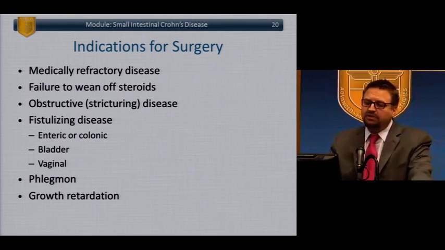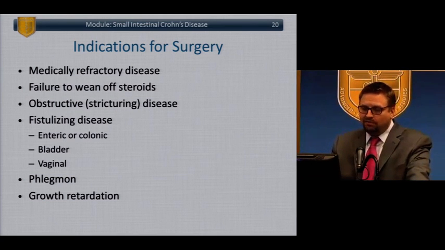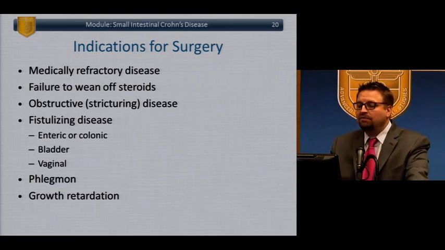Fistulizing disease, so this comes in a variety of formats. Enterocutaneous fistulas almost always are going to require an operation, but even internal fistulas like enterocolic fistulas. Although patients can manage these sometimes, they often will cause chronic diarrhea that becomes unmanageable if they have, say, a proximal small bowel to sigmoid fistula, that type of thing. They're going to get massive diarrhea. Definitely fistulas to the bladder, vagina, occasionally uterus. These are going to cause symptoms that are usually not well managed medically and are good indications for an operation.